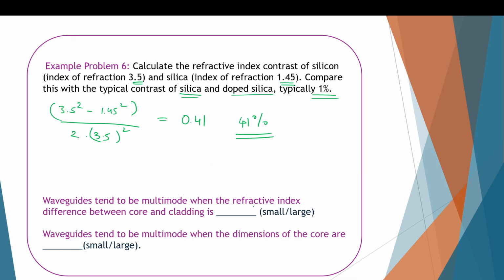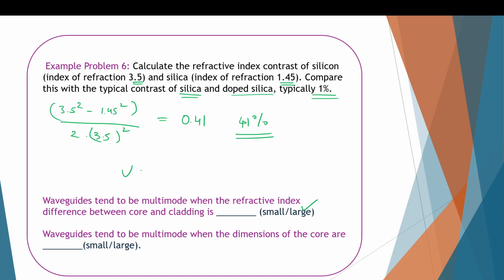So waveguides tend to be multimode when the refractive index difference between core and cladding is large or small? Multimode. Large. Yes, it is large. So higher refractive index contrast will mean that the V number that we calculated will also be large. So the waveguides tend to be multimode when the dimensions of the core are large.